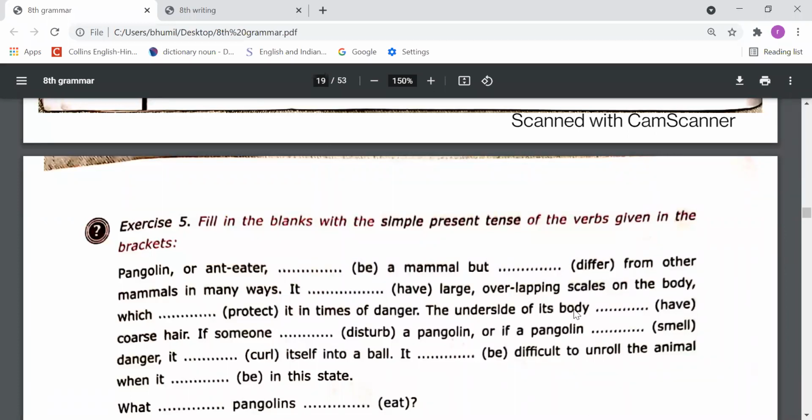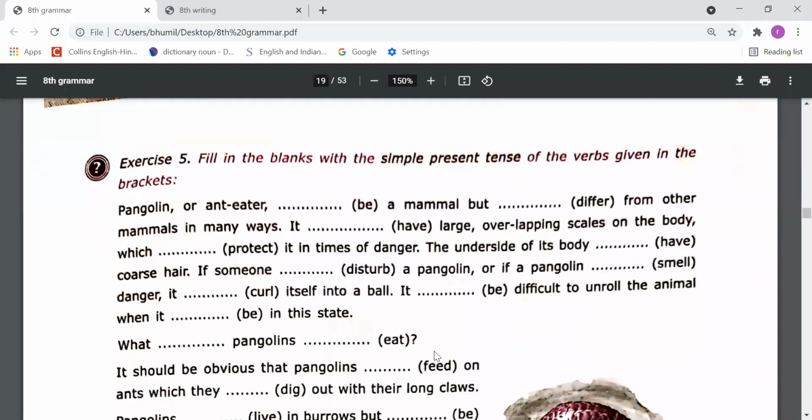The underside of its body has coarse hair. Right, students? If someone disturbs a penguin, disturbs, S verb you need to mention here, D-I-S-T-U-R-B-S, disturbs, because someone, anyone, no one, everyone, these are the third person singular nouns, right? That's why we need to use the singular form, disturbs, right, dear students?